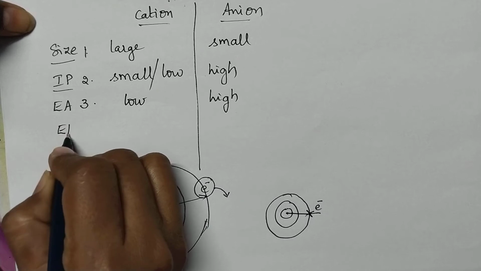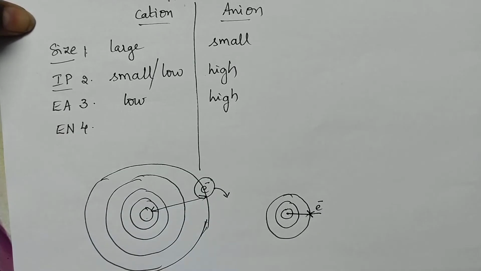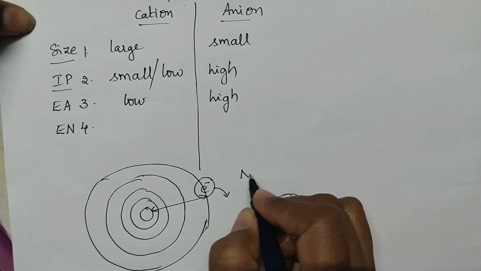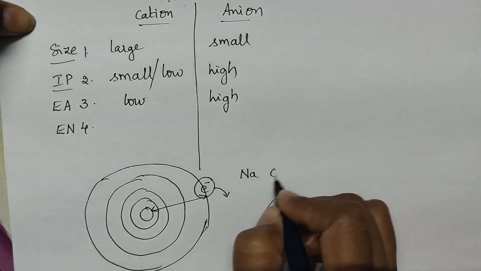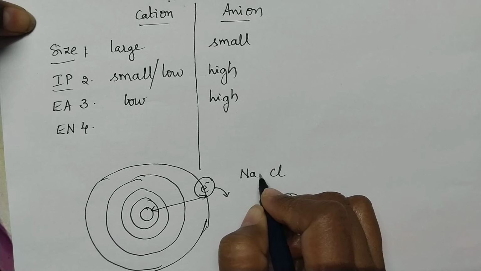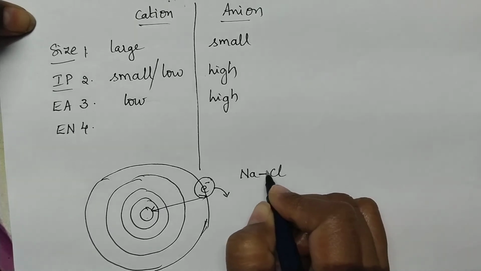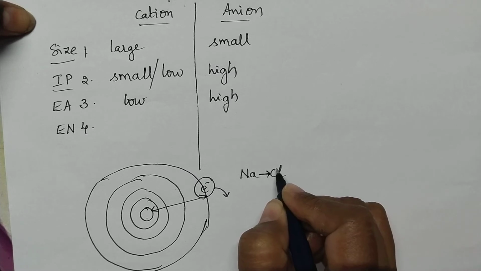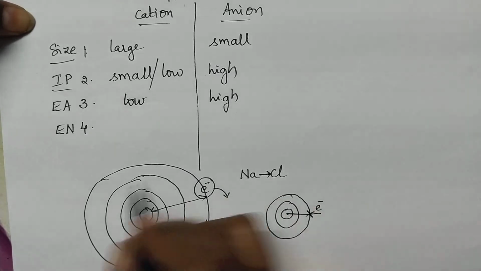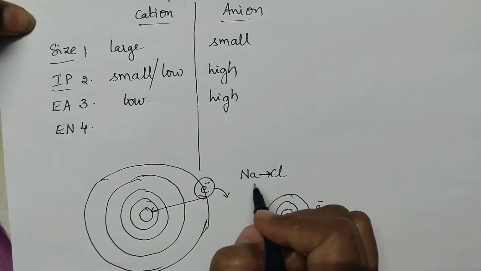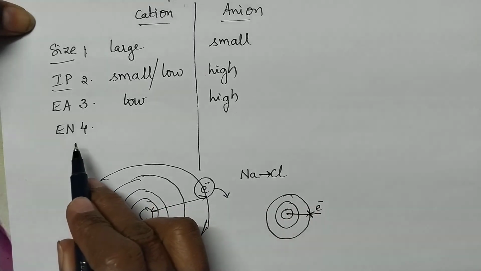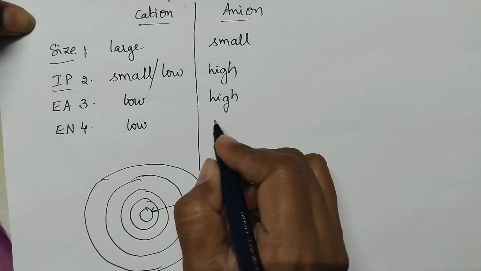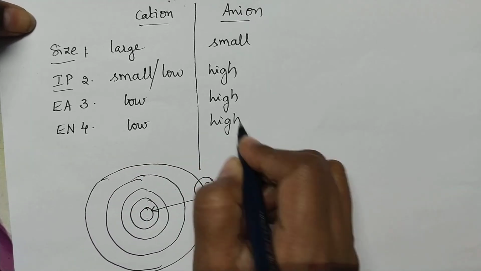Coming to the electronegativity. Let us consider NaCl. Here Cl is more electronegative than Na. So the electron pair will be attracted more readily towards the chlorine atom. So coming to the cation, the electronegativity value of the cation will be low, whereas that of the anion will be high.